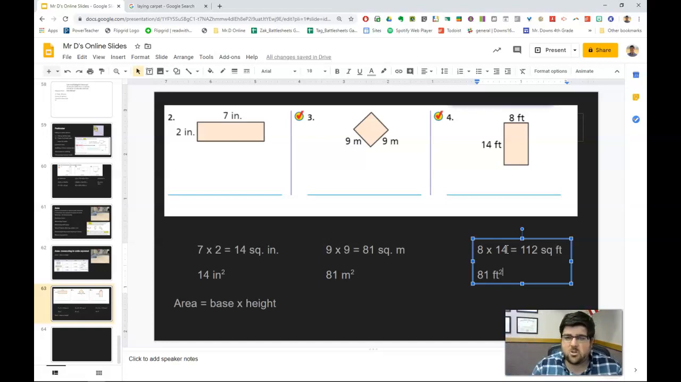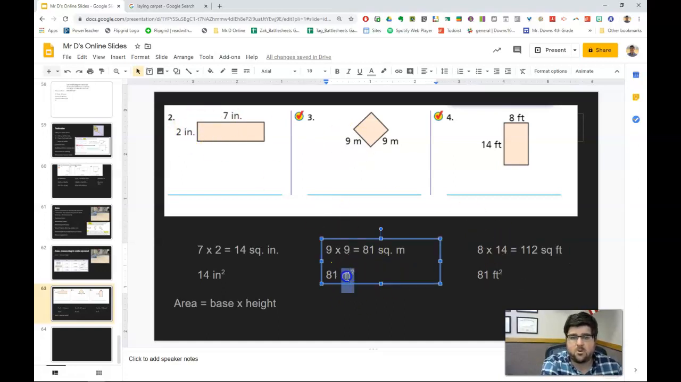So those are ways to measure area. The main thing is that you're multiplying the base times the height, and that you have to remember to have your units in square units.